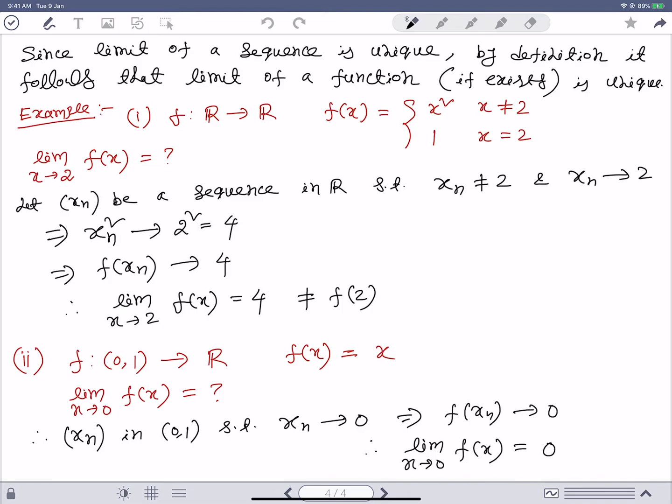Now note that here the limit of the function f at x equal to 0, or as x approaches 0, is equal to 0. But the value of the function at x equal to 0 is not defined. f of 0 is not defined.